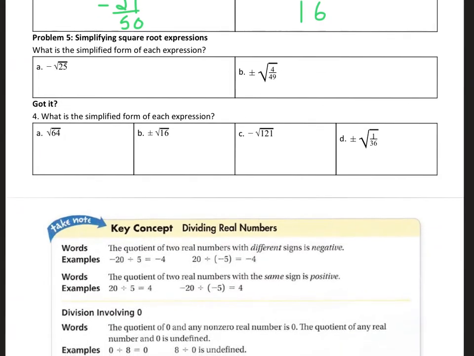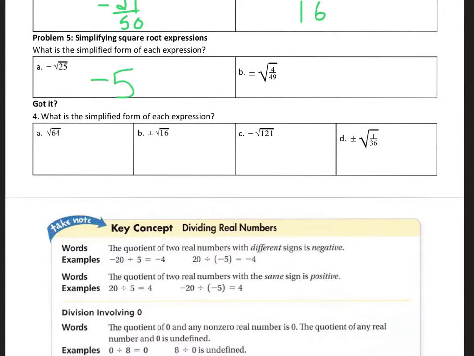Now, problem 5, simplifying square roots. This is undoing squaring something, so unsquaring something, basically. So in part A, see how that negative's on the outside? My result's going to be negative, okay? And for me to evaluate that, 25. What times itself is 25? That's 5, okay? That's just 5, right?